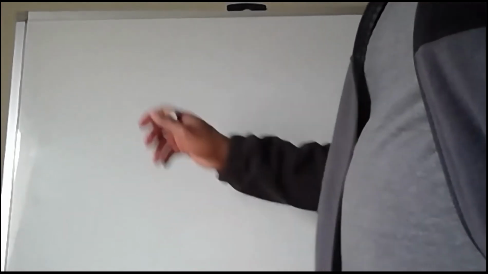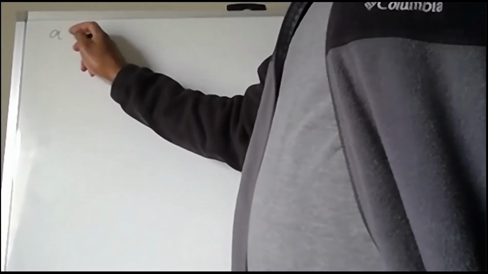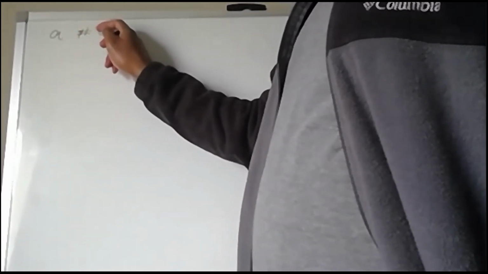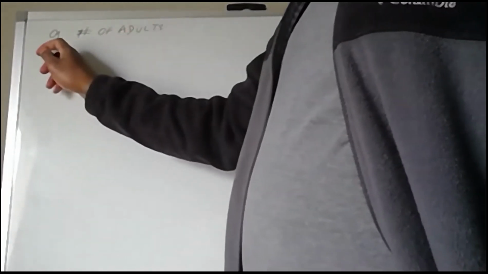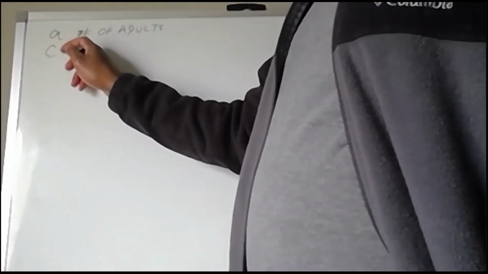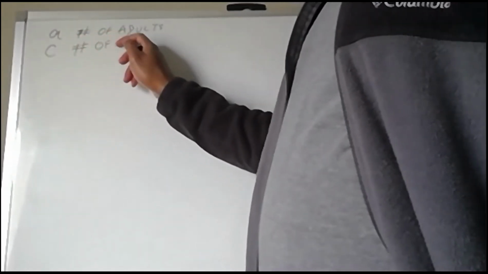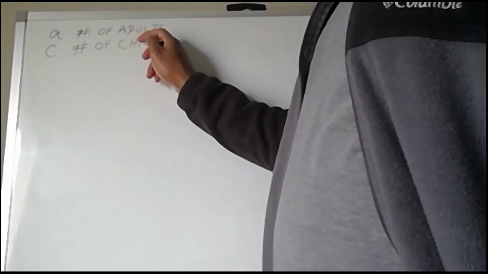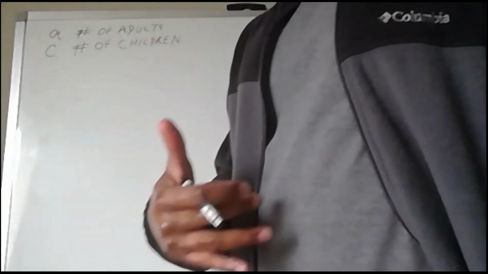All right, so we said step 1 is to define our variables, which is what we're going to do right now. So we are going to say A is for adults, number of adults. And we're going to say C is representing the number of children. Now, we don't know either of these. We don't know how many children, we don't know how many adults there are. So that's step one.